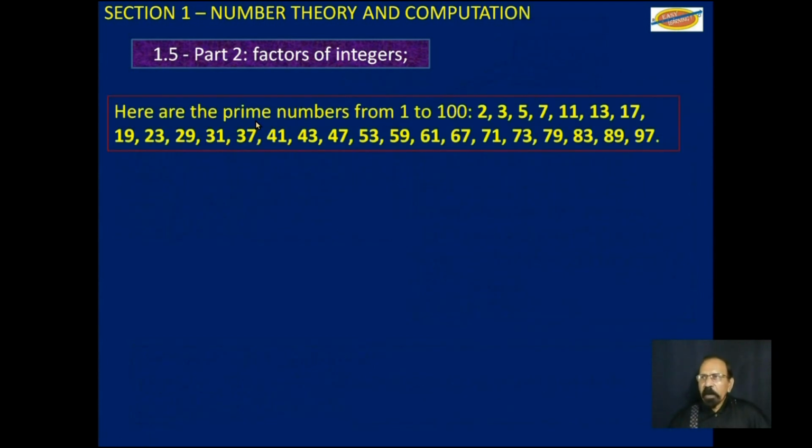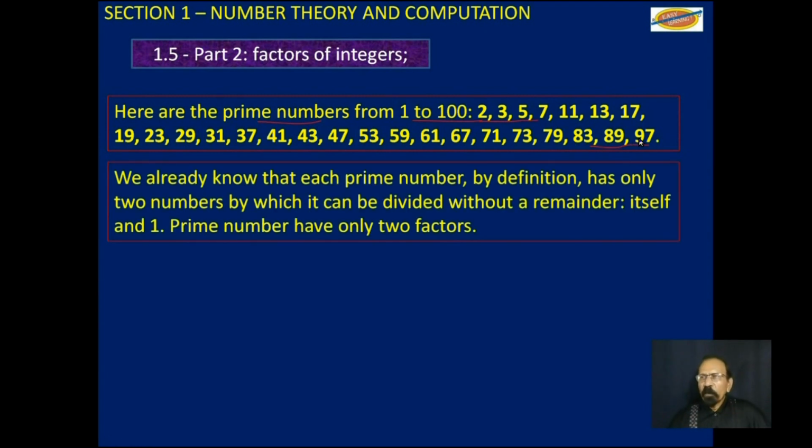So here are the prime numbers from 1 to 100. We begin with 2, 3, 5, 7, and so on, 89, 97. We already know that each prime number, by definition, has only two numbers by which it can be divided without a remainder, itself and 1. So prime numbers have only two factors. There are only two numbers, either equal to that number or smaller, that can divide it without a remainder.